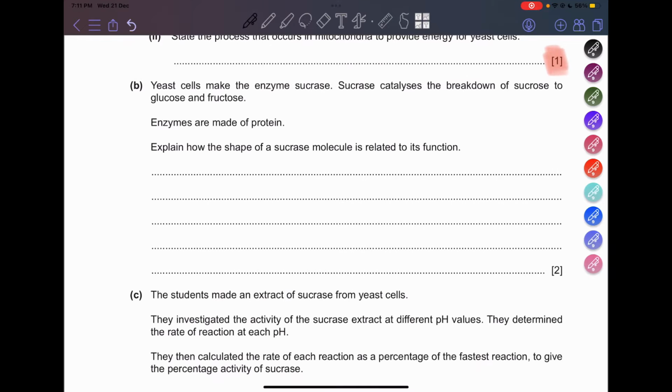B. Yeast cells make the enzyme sucrase. Sucrase catalyzes the breakdown of sucrose to glucose. So this question is actually talking about the lock and key mechanism. So what does that mean? I'm going to explain it.